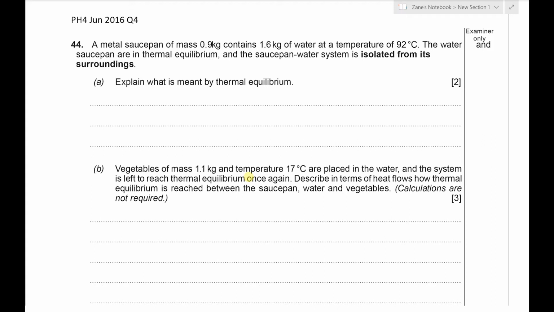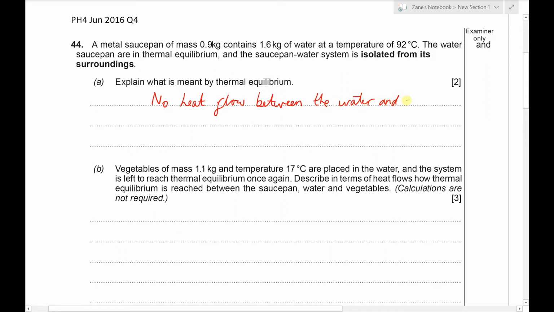We're going to explain what's meant by thermal equilibrium. Well, if two objects are in thermal equilibrium, there's no heat flow between them. And the reason for that is that they are at the same temperature. So generally in physics, heat energy will flow from hotter objects to colder objects. So if there's no heat flow, those two objects must be at the same temperature.